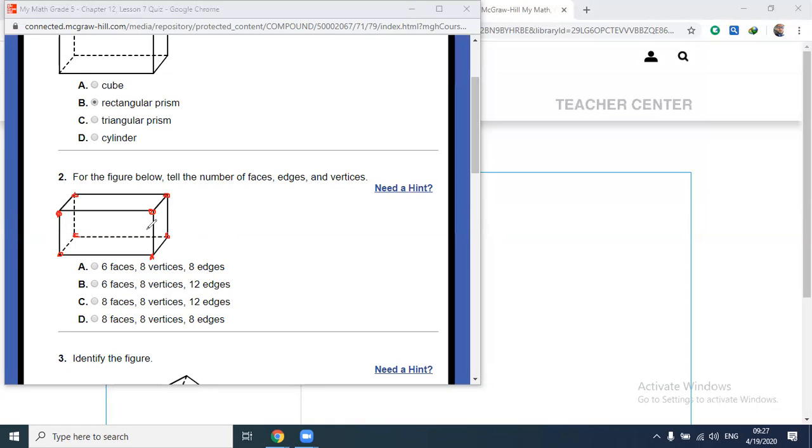Okay, and vertices are 8. What about edges? There are 8 or 12. You can count the total lines as you see in the figure. You can count 4 at the top and 4 at the bottom, and there are 4 corners in your room. So the total is 12. So the answer is what? B. Yes, excellent. Thank you so much.